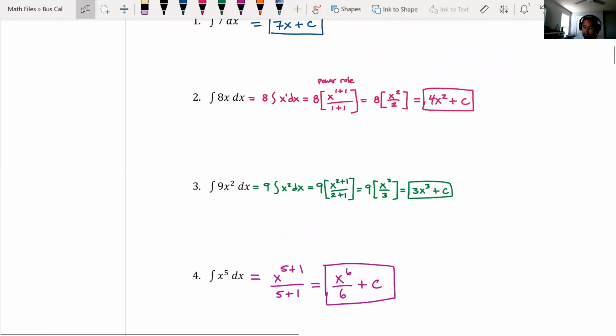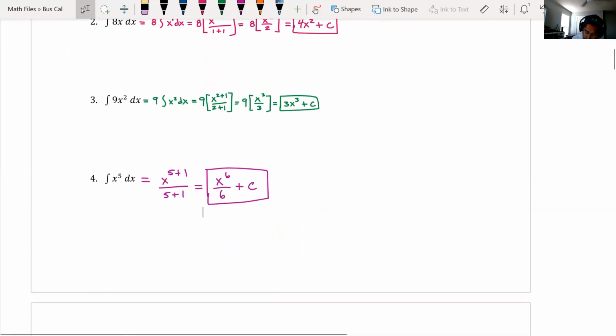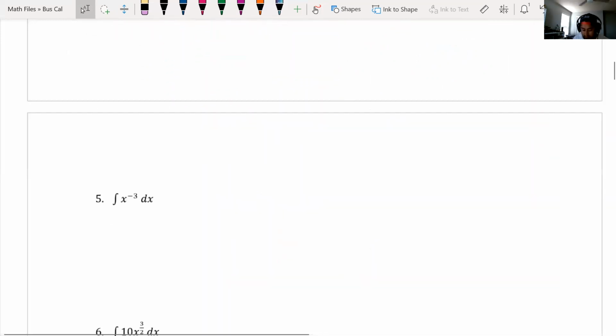Okay. Any questions on that first page? Nope. All good, all good. Okay. Keep going. All the examples.